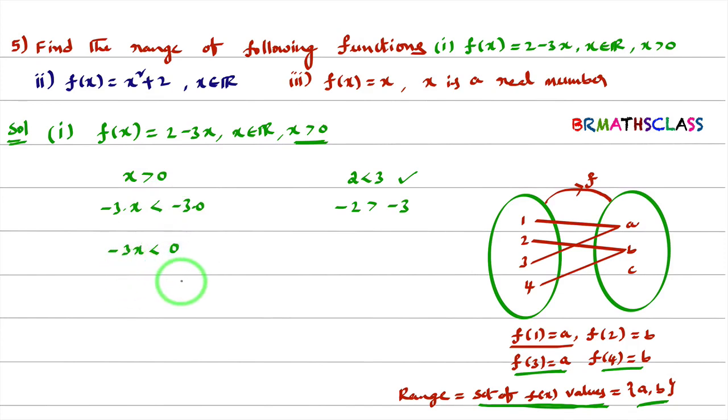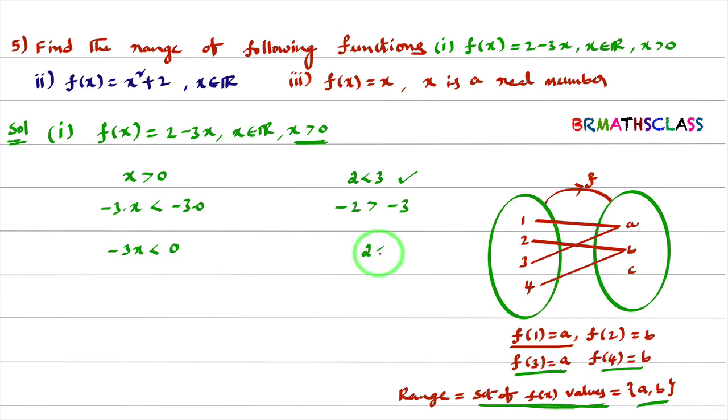What am I trying to get? I am trying to get the f of x values. You observe in this f of x, 2 minus 3x is there. Here I got only minus 3x. So how will I get 2 minus 3x? By adding 2 on both sides.